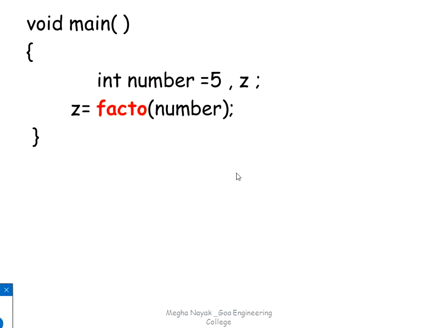So let's see the code to write this program. This is my main and I am hard coding a value over here to number, and that value is 5, and this Z I'm using to hold the answer of 120. I'm using a function called facto, and this is a function call, however there is no function definition that I have written at the moment. So let's do it.